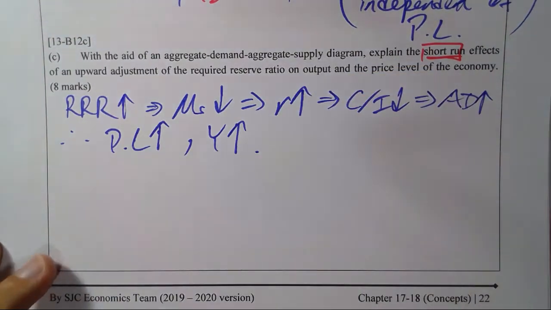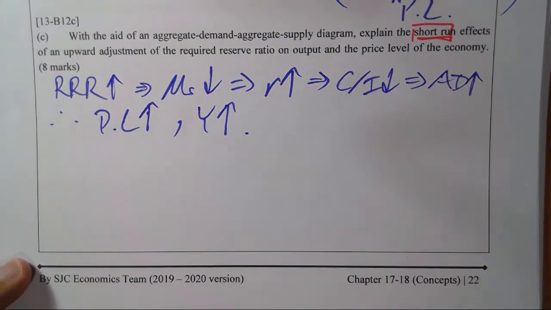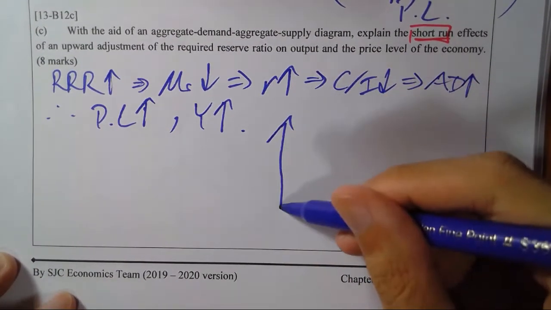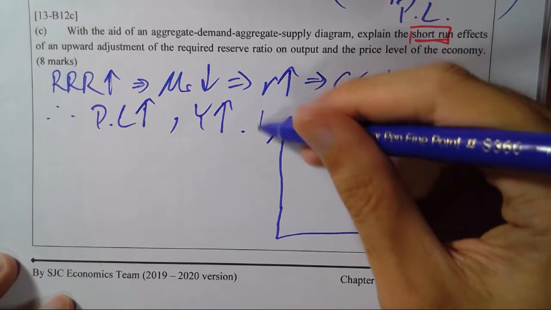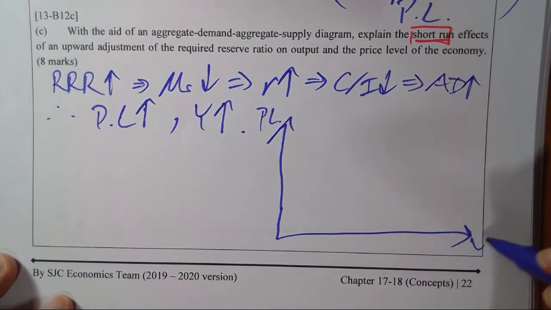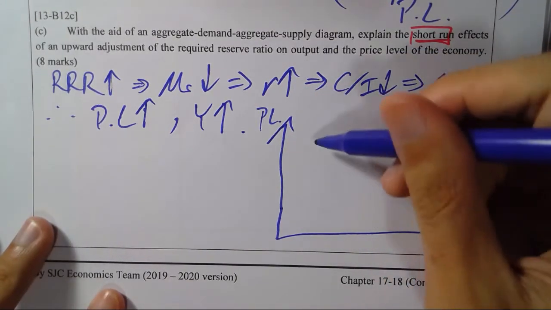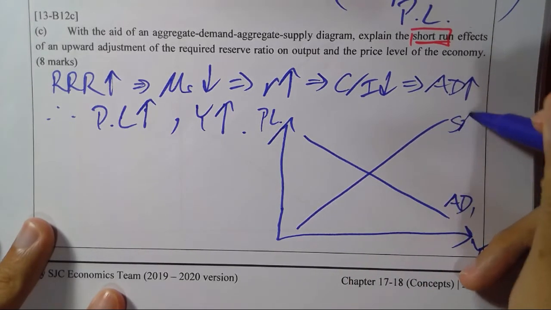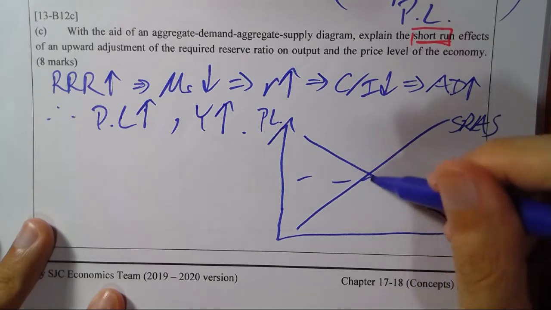Output level also goes up. OK, these are things you just memorize, so I won't waste so much time. Now the diagram here. This is our price level. This is our Y. So we have our AD1. We have our SRAS. Label them first.